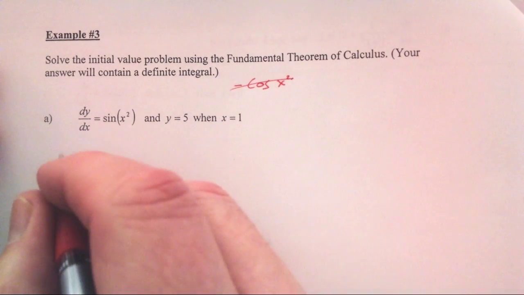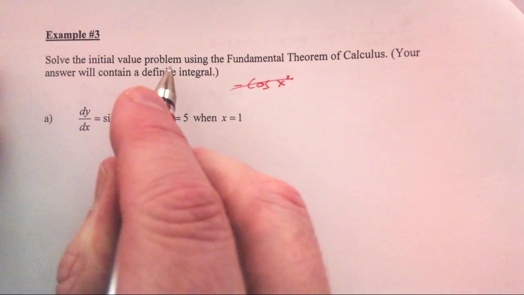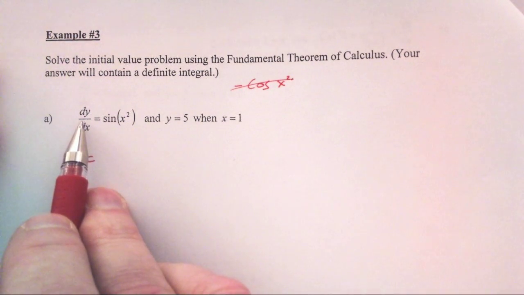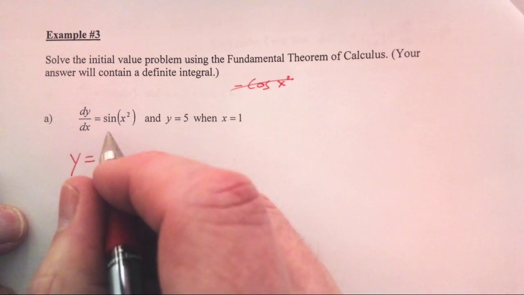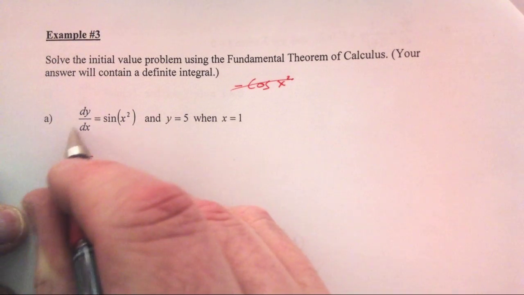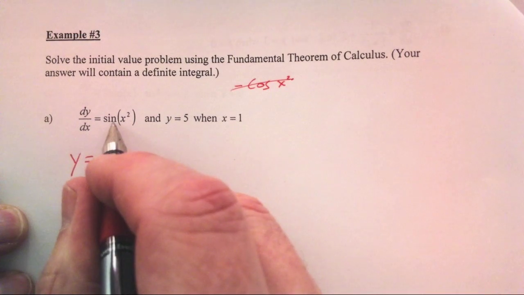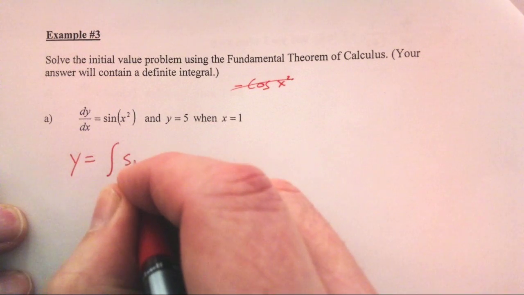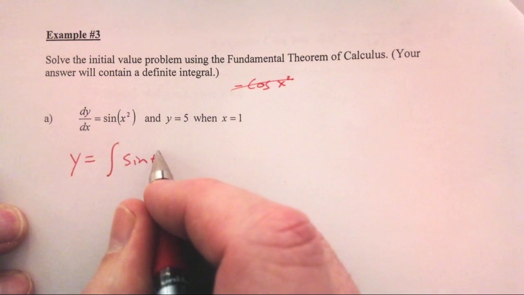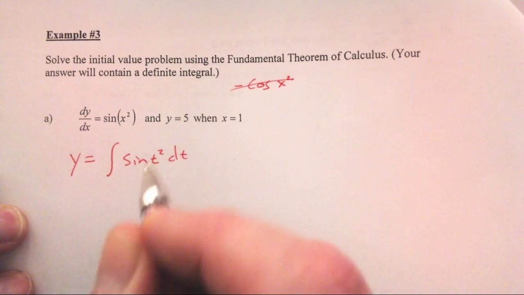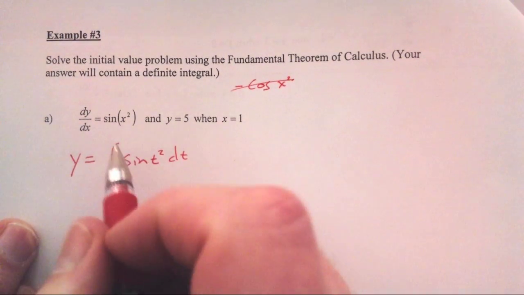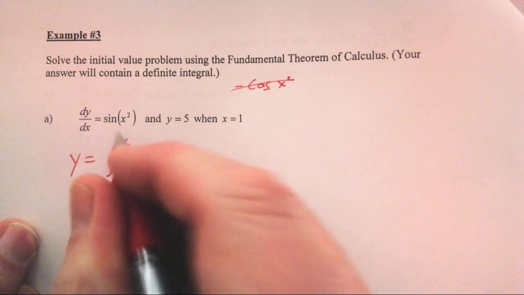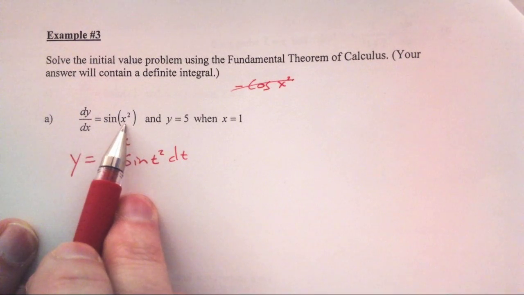So what we're going to do is solve the initial value problem. Y equals, I just integrated that. Oh, that's pretty nice. So we get y, plain old y, antiderivative of the derivative, y, gives us the integral of sine, there's my introduction of t squared, dt. Now, here's the deal. This says when x equals 1. Now, eventually I'm going to put x into this. That's what's going to give me the sine of x squared.